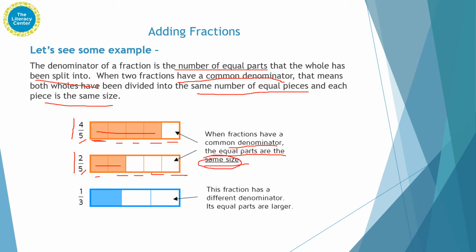But if you see this number 1 by 3, one part out of the 1, 2, 3 parts, right? Here all these 3 equal parts are comparatively larger. So we can say that this fraction has a different denominator. The number at the bottom is different. Here it is 5, here it is 3. Let's explore this more.